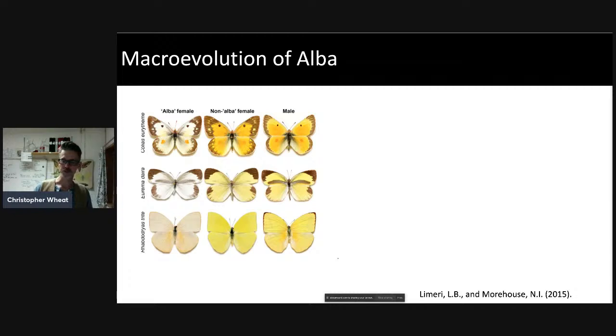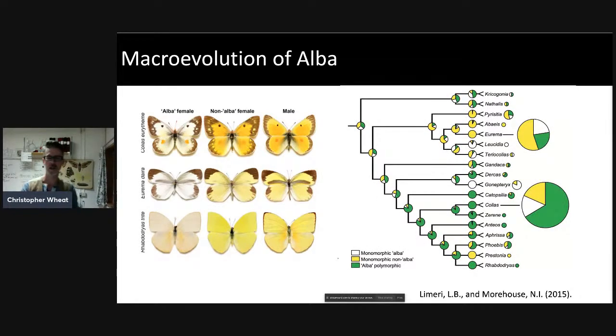And in this summary of a lot of data, Lamary and Morehouse tried to reconstruct the distribution of alba phenotypes across species in Pierid butterflies. What's interesting is that they found a lot of species have ancestral state reconstructions where alba is coded as being polymorphic. Those are all the nodes that have large fractions of green in them. Colias is here in the middle, and you can see there's a blow up of Colias, and there's a lot of species that have a polymorphism for alba. A fair fraction are fixed for the white morph, and some are fixed for a colored morph.